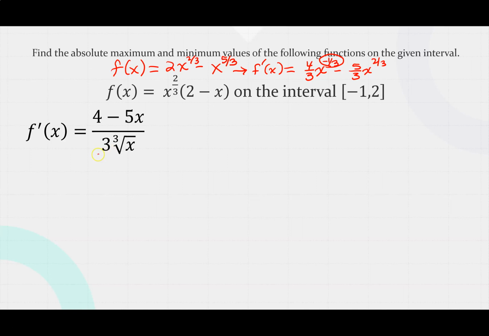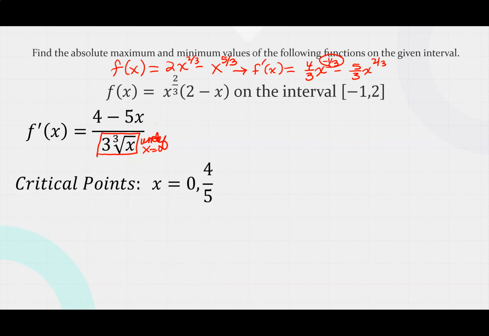Now, when we're looking at the critical points, this is undefined when x is 0. Okay, so we would say the critical points are at 0 or 4 over 5. 4 over 5 is when the derivative is equal to 0. So for x, we get 4 over 5, right? f prime of x equals 0 when x is 4 over 5. Okay, so those are our critical points.